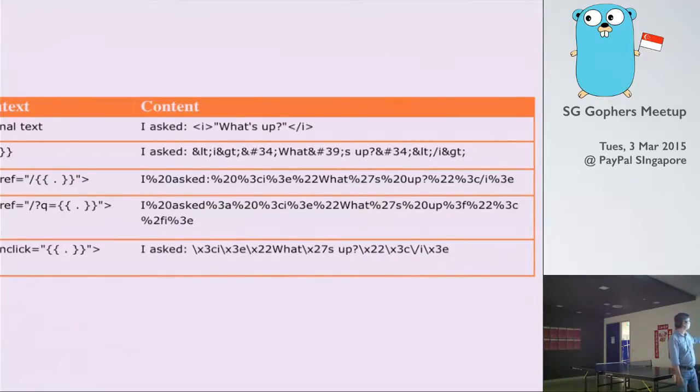You put it in the href, and you put it as a query string. And it changes as well. And you put it as JavaScript, it's a little different. Right? So it changes according to where you put it. And I've not actually seen any other web template that does this, though I could be wrong. So this is something I thought is pretty cool.